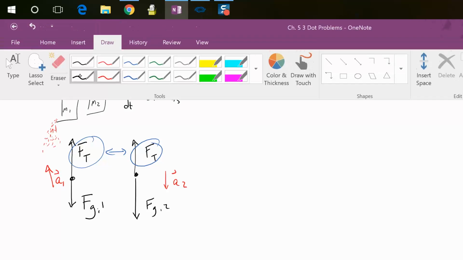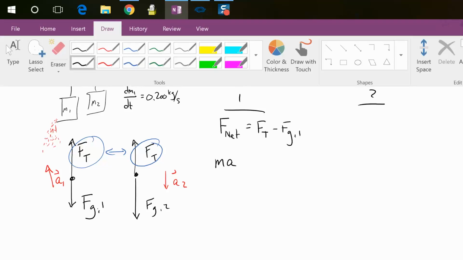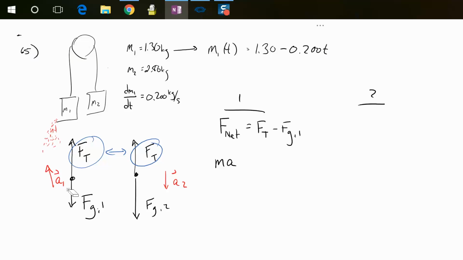So I would recommend, for mass 1 and mass 2, F net, I'm going to say, is, for mass 1, the tension minus the weight. So I've made up the positive direction. Oh, incidentally, I should also point out, because it's a rigid body, kind of, these accelerations have to be the same.